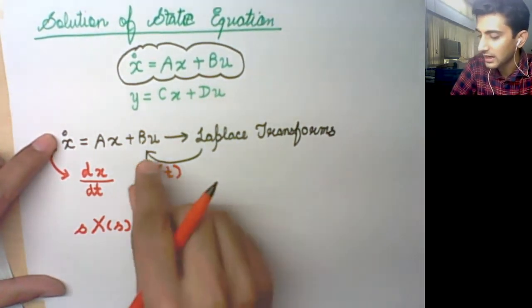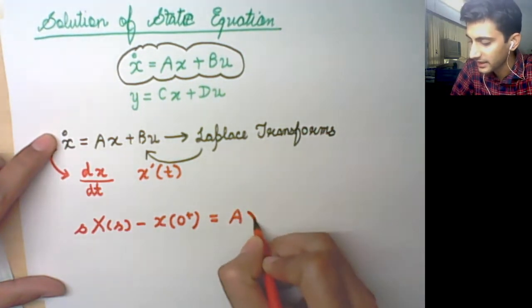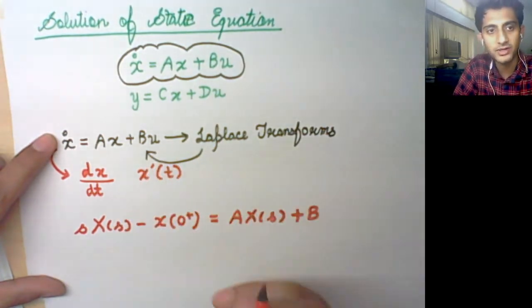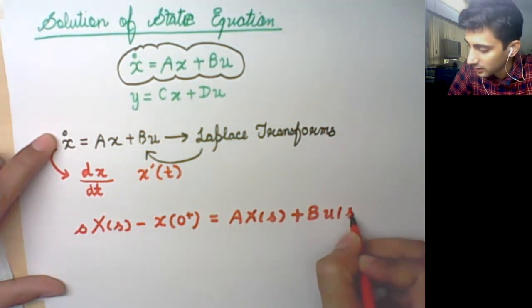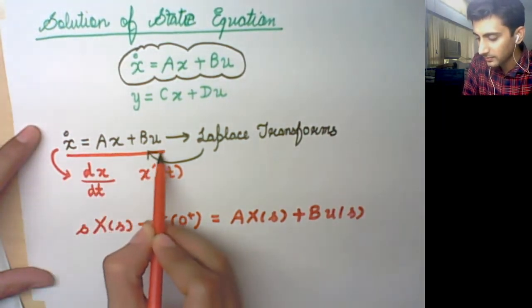So the Laplace transform of the LHS is sX(s) minus x0 plus. And then you would take the Laplace transform on the RHS. A is a constant, so it would remain A, but x would become X of s, plus B would remain constant, but u was a function of time, so u would become U of s. So the Laplace transform of this equation is this.